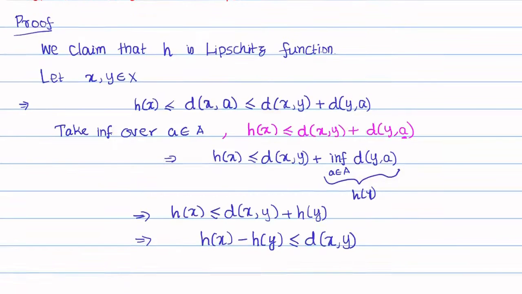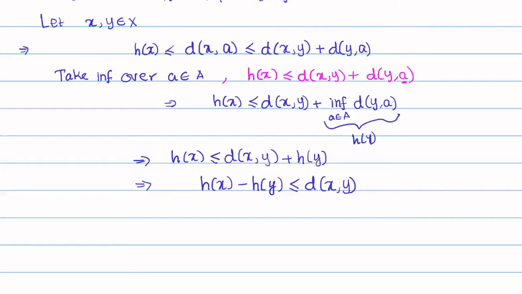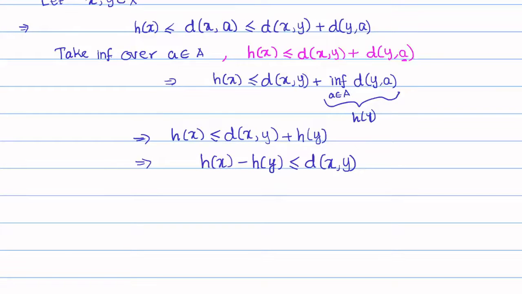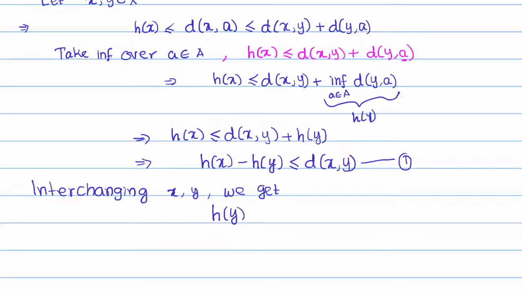And note that, interchanging the roles of x and y, I call the previous inequality 1. Interchanging x and y, we get h of y minus h of x is less than or equal to the distance between y comma x, and we know that this is equal to the distance between x comma y because of the metric.